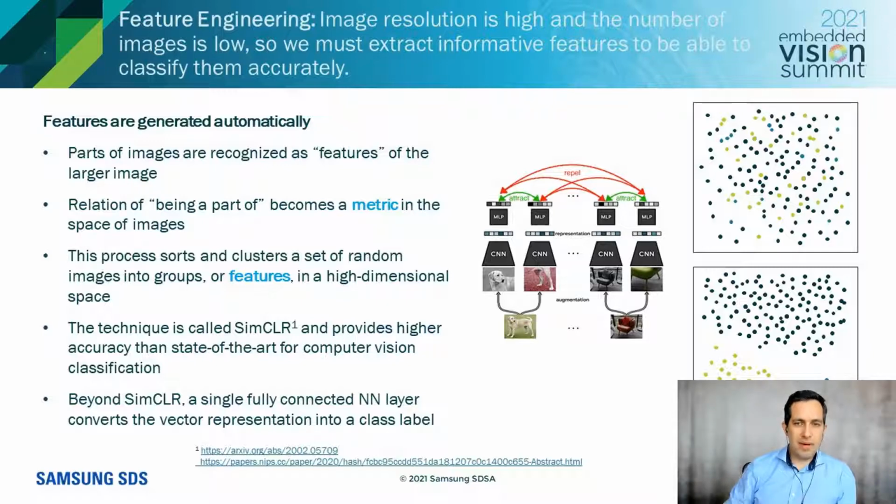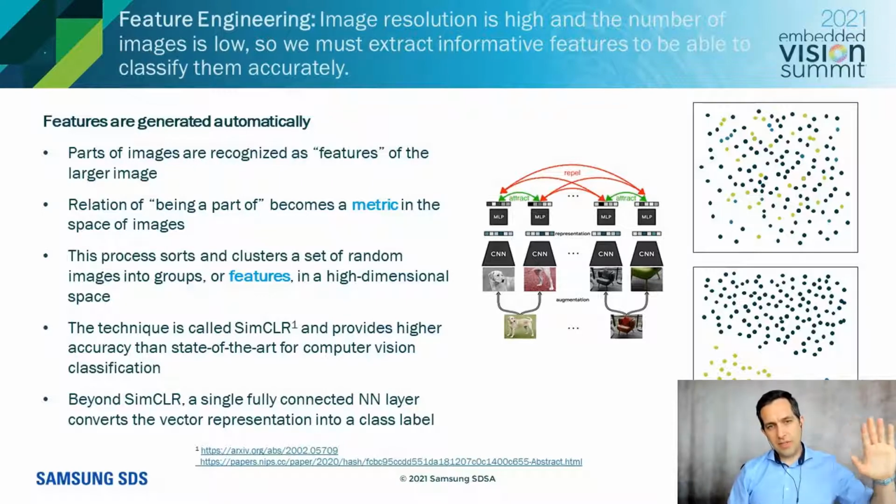And so being a part of an image becomes a metric in the space of images. It becomes a kind of similarity measure. And this process then allows us to sort and cluster images into groups of images based on those features in that high dimensional space. This can be made more formal in a technique called SimCLR. There are 2 references in the slides that will provide you with all the mathematics and algorithmics behind that. And ultimately, this allows us to propel classification of computer vision images to a better standard than the state of the art prior to that kind of feature engineering.